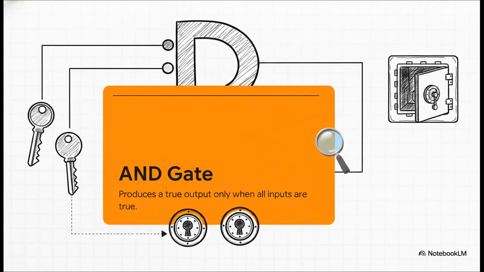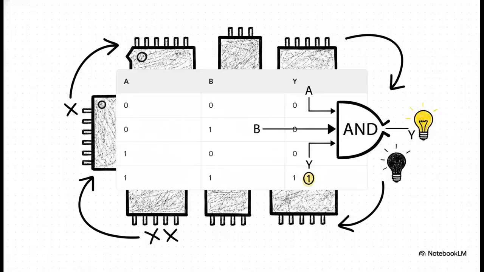Now, let's step it up to a gate with 2 inputs, the AND gate. This one has a super strict requirement. It only produces a true output when literally all of its inputs are true. Think of it like a high-security safety deposit box that requires 2 completely different keys to be turned at the exact same time. Looking at its logical blueprint here, you can see inputs A and B absolutely must both be a 1 for output Y to be a 1.